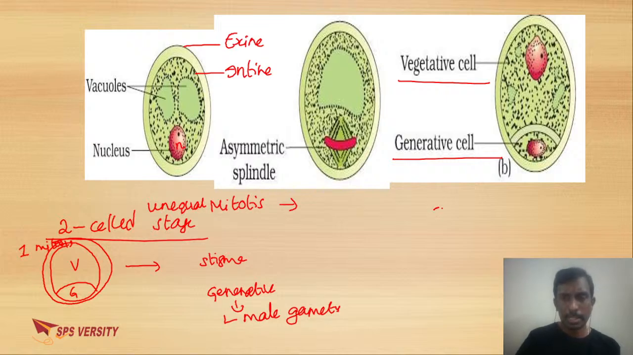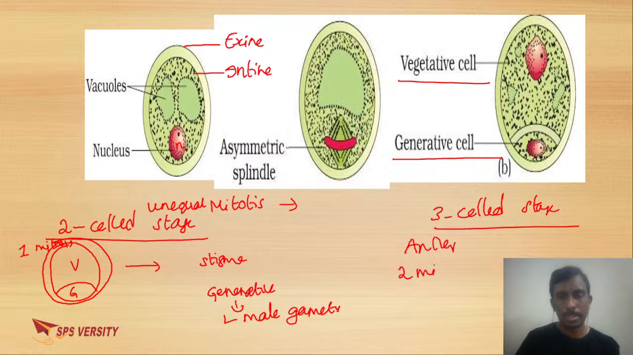When you take the three-cell stage pollen grain, the complete development takes place inside the anther only. Inside the anther only, the two mitotic divisions take place, which lead to the formation of two male gametes and the already existing one vegetative cell. So this is how the development of the male gametophyte takes place.